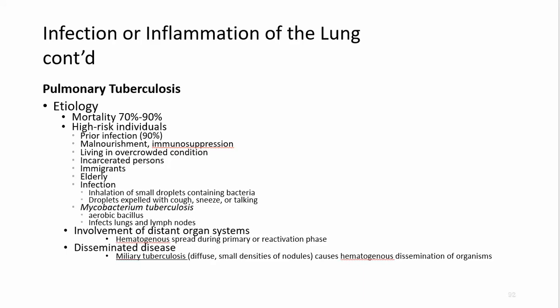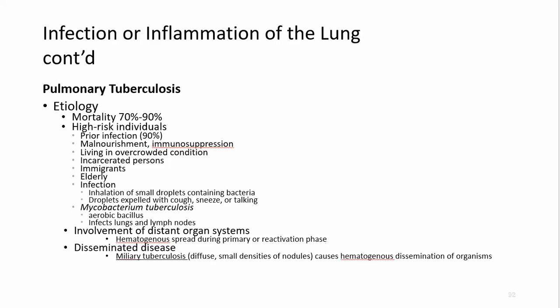Most people are not high risk. People that have had prior infections with it are high risk. People with immunosuppression or malnourishment. People living in overcrowded conditions like prisons or just overcrowded. It happens a lot in immigrants because of vaccination issues. The elderly become more immunosuppressed, so that makes them more at risk.